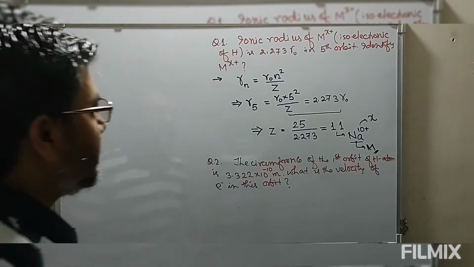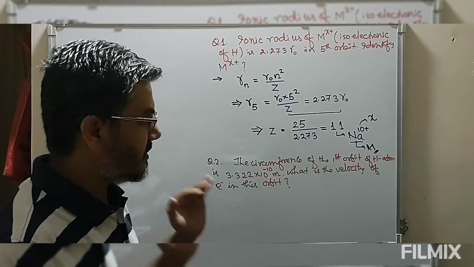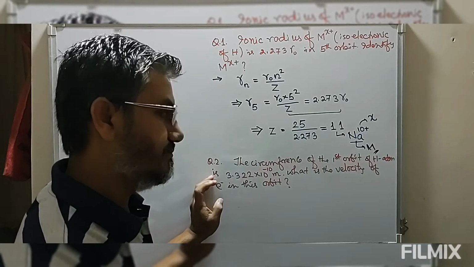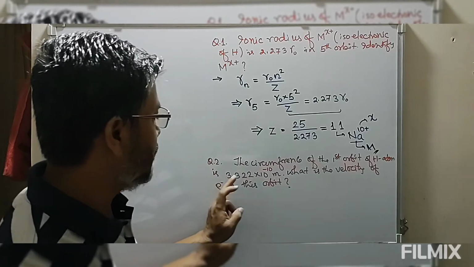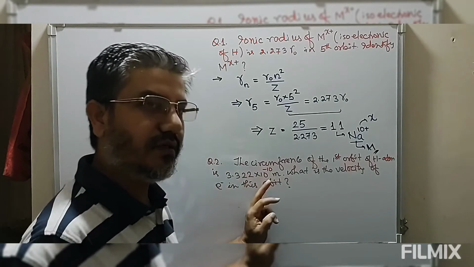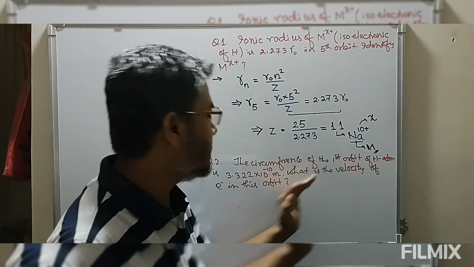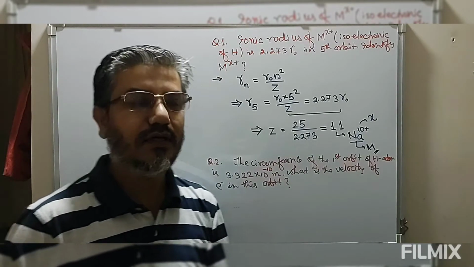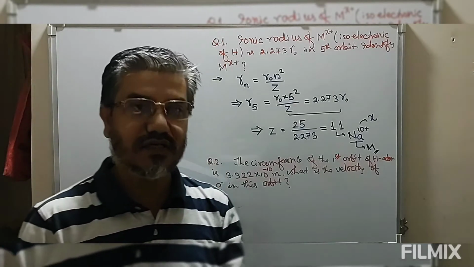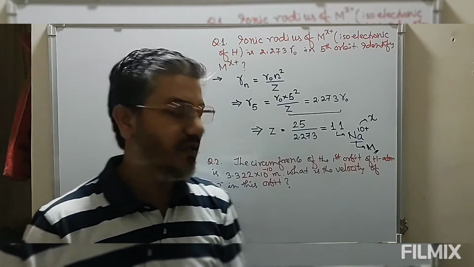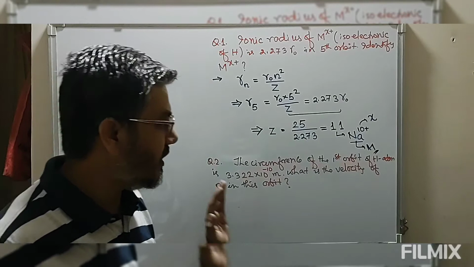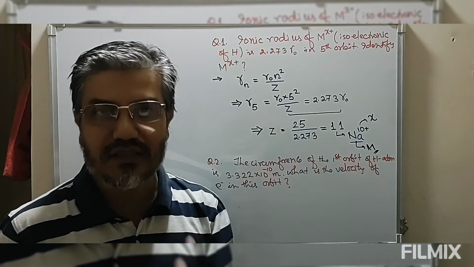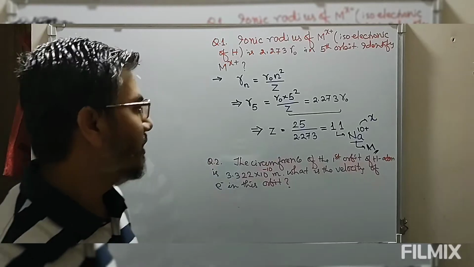So coming to the next question, says the circumference of the first orbit of hydrogen atom is given as 3.322 into 10 to the power minus 10 meter. Now question is, what is the velocity of electron in this orbit? So we are given the circumference of the circular orbit as this value. Now we have to find the velocity of electron in this particular orbit.